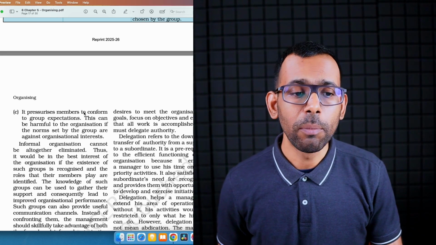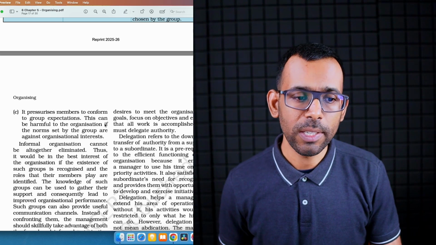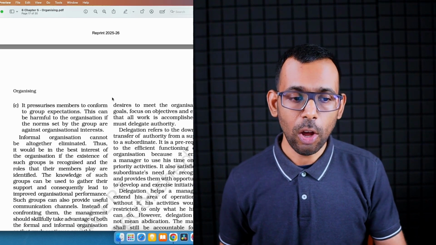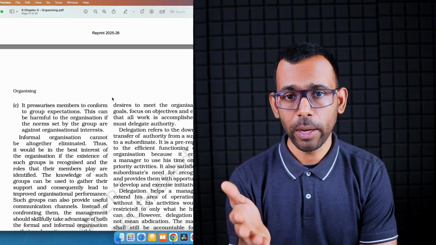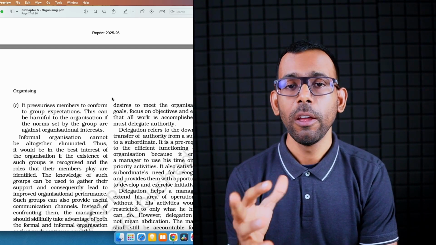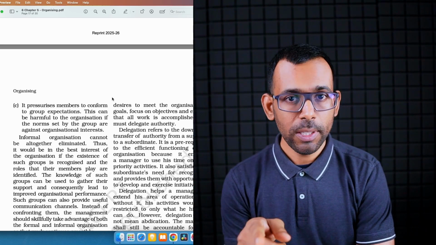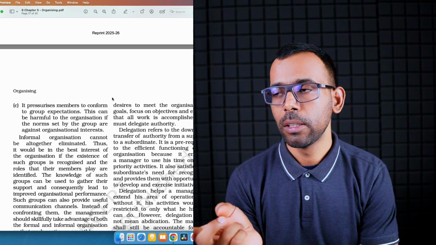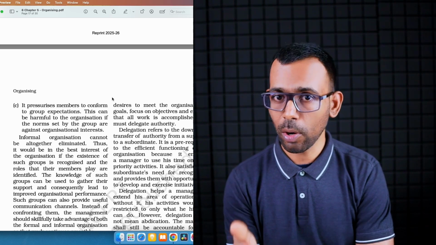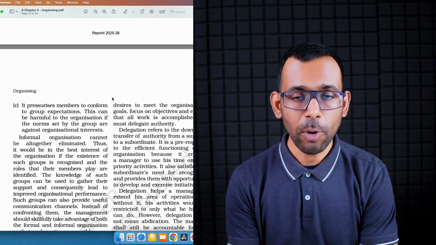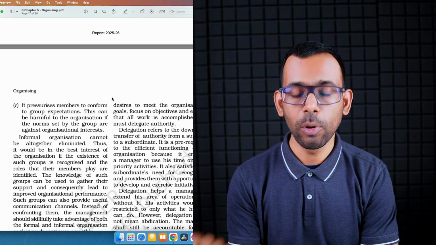It pressurizes members to conform to group expectations. This can be harmful to the organization if the norms set by the group are against organizational interest. Again, another example: let's say you are in a team in a company with almost 8 to 9 people. Now you are a vegetarian and the other 6-7 people are all non-vegetarian, and you are going out. You cannot say that you will not come on a team outing. You have to go. Social pressure will be there, so you have to go along with them.